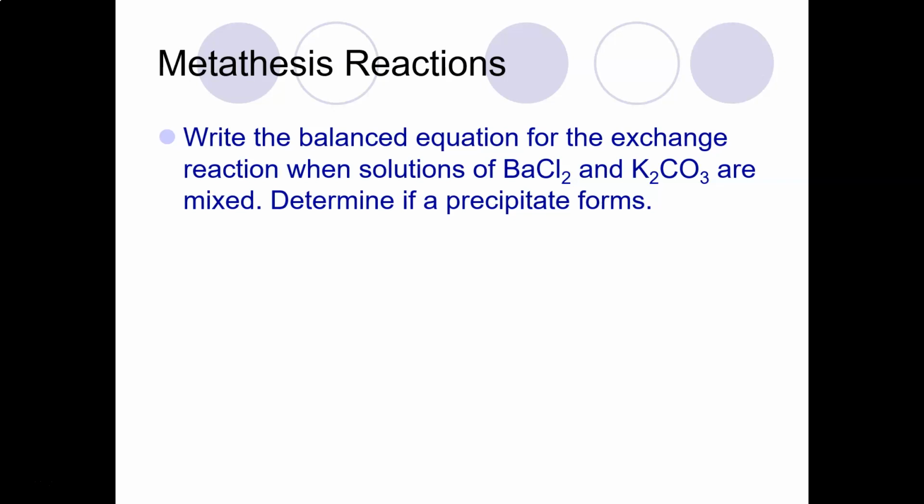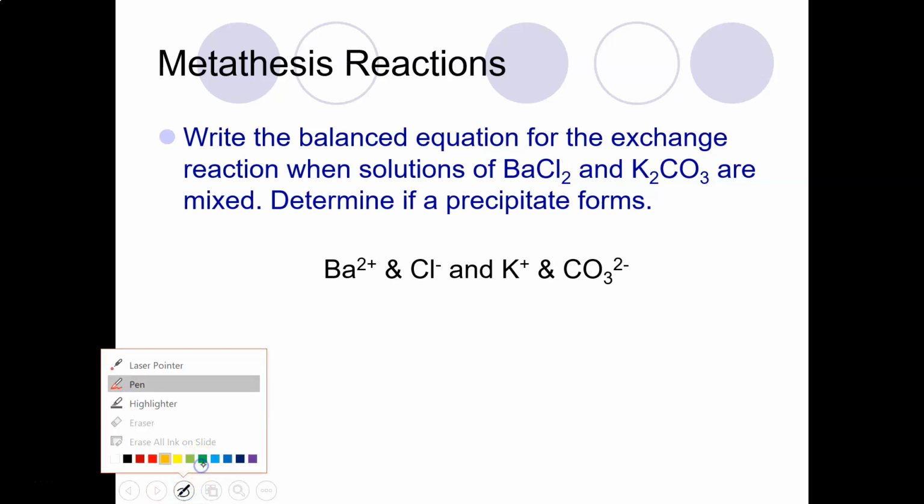Okay, so first we need to identify the 4 ions. So barium chloride, well, barium has a 2+ charge because it's in group 2. Cl as an ion is in group 17, so it's got a -1 charge, so Cl minus. The potassium carbonate, potassium has a +1 charge because it's in group 1. Carbonate's a polyatomic ion and it's got a -2 charge. So those are the 4 ions that we're working with.